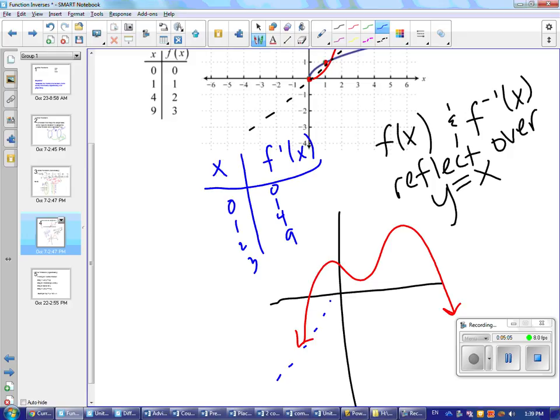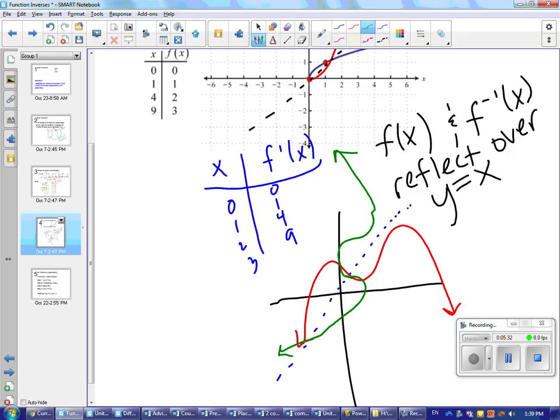It can be helpful to sketch the line y equals x, and you're going to reflect. So if you imagine taking your graph, taking your piece of paper, and folding it along the blue line, what would the inverse look like? So I'm going to start here where it touches, and it's going to go kind of like that, and then over here, kind of like that. So that green is an example of the inverse.